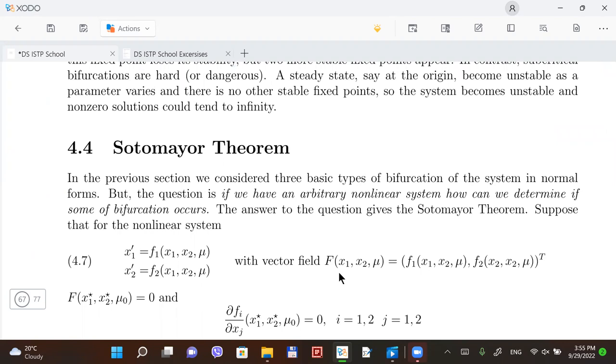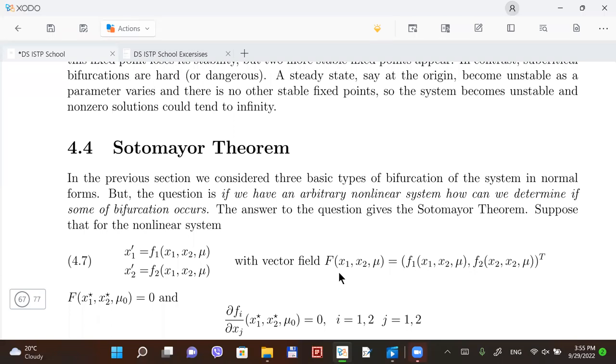Okay, this was the so-called normal form of the pitchfork bifurcation. As you see, according to the techniques that we learned before, it is very, very simple to analyze this normal form. It's no problem, even simpler than some examples before.